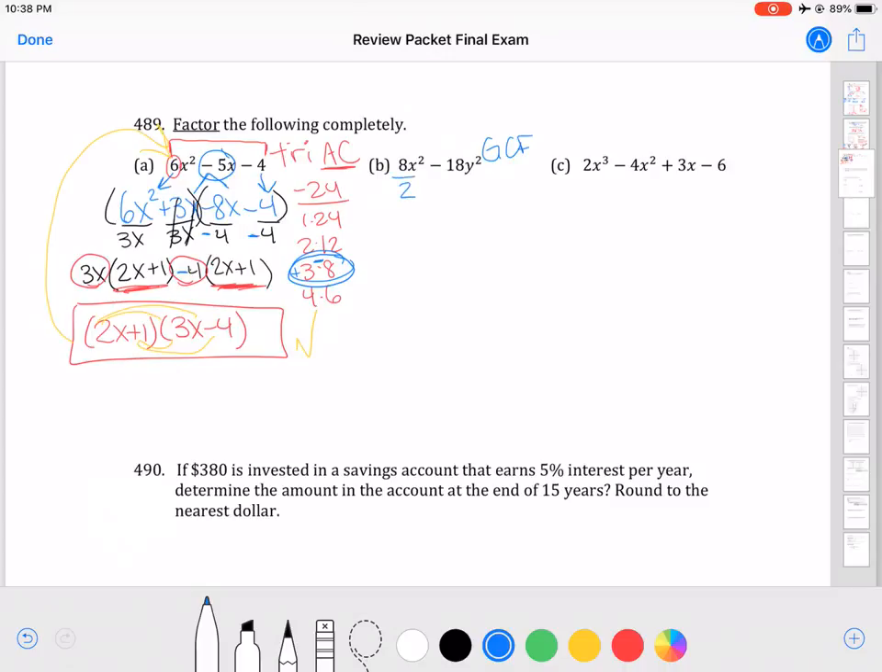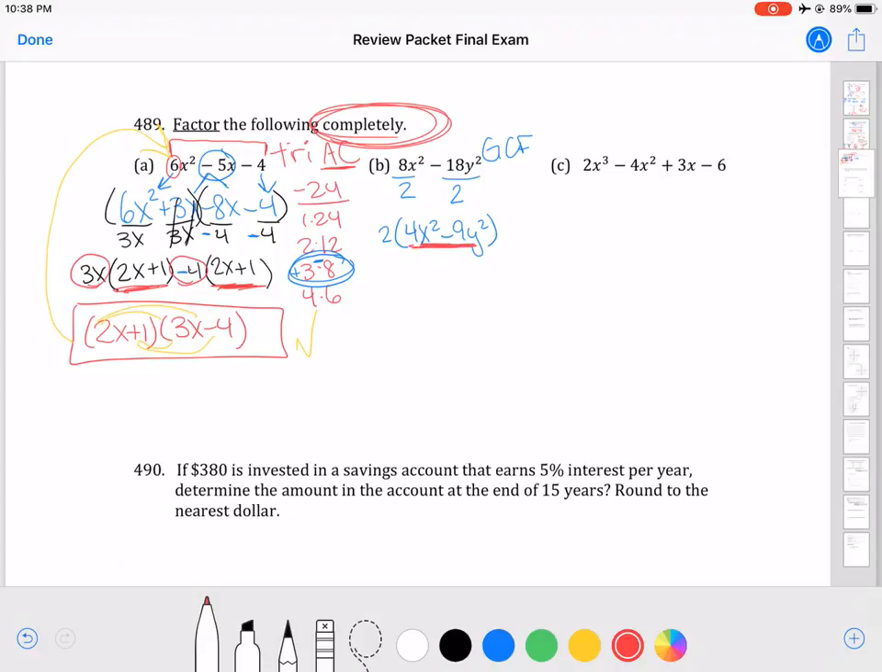And the GCF between 8x squared and negative 18y squared is 2. So I divide both of them by 2 and I put that 2 out in front, and then I'm going to divide them out. So 8x squared divided by 2 is 4x squared, and negative 18y squared divided by 2 is negative 9y squared. What's nice about this now, and remember we are factoring completely, which means factor until you can't factor anymore, I do have to see if I can factor it further, and I can.